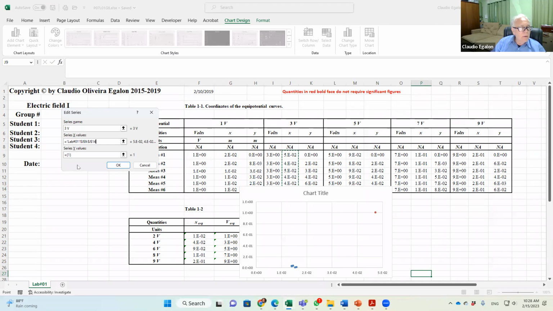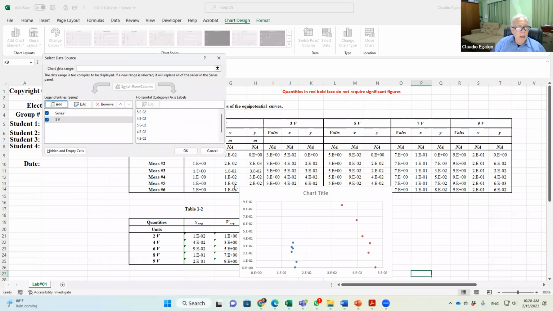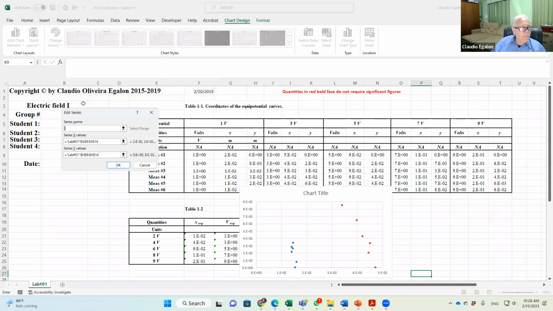Let's see, 14, good. And then erase this guy here. There's a little bit of junk in there. I do not know why they have that in there. And then you highlight Y. Okay. And now you click OK. By the way, I want to make it look nicer. So I'm going to edit this first series of points and write that down, 1 volt.